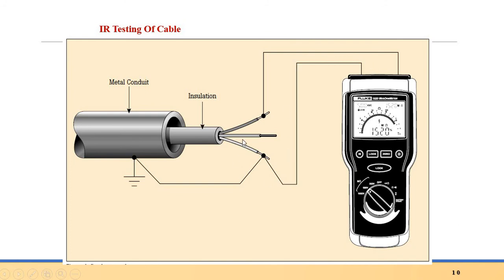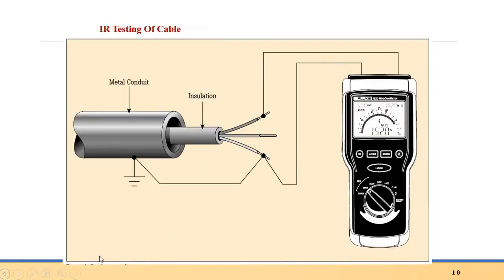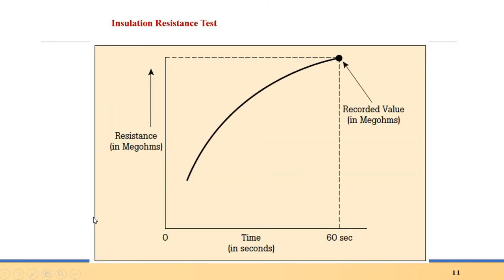These are the connecting leads. These connecting leads can be connected between 2 conductors, or between one conductor and its insulation, or between the conductor and the outer body. So these are the 4 different ways to conduct the IR test. So what will be the IR value? For measuring insulation resistance, we have to set this IR tester to the range of mega ohms.